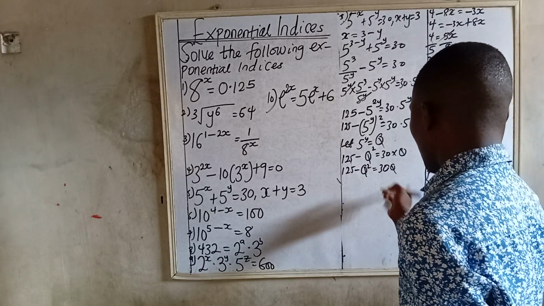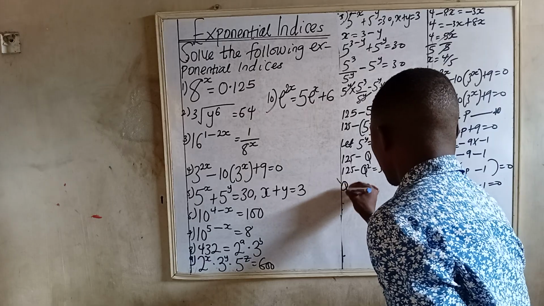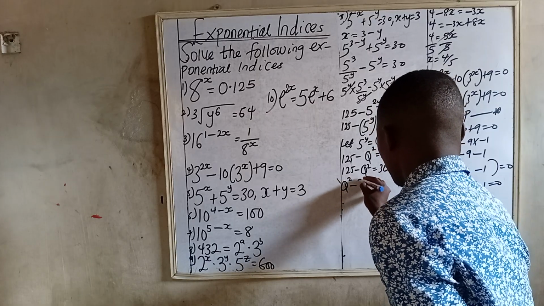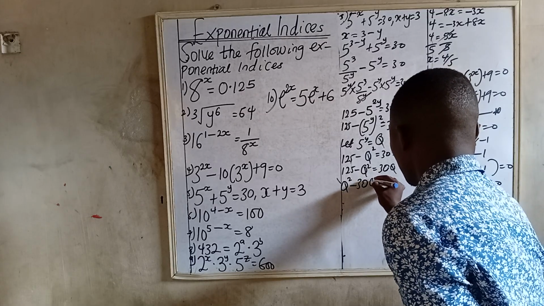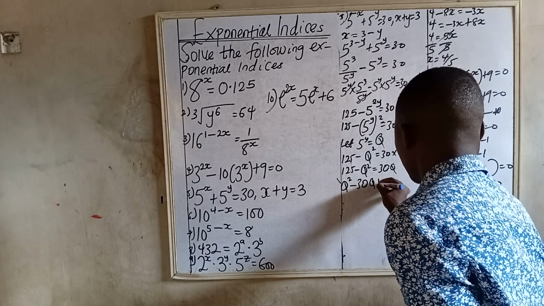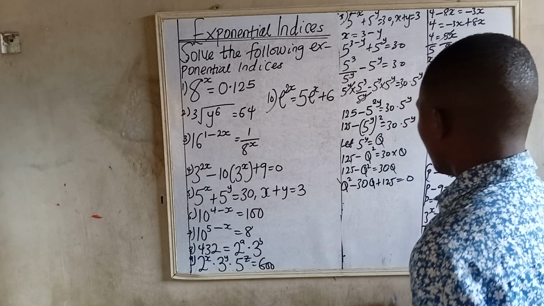Now, if you observe, it's leading to something. So let's bring all these values to here. So we have, let's arrange it well. q raised to the power 2, we have minus 30, what is invisible, plus 30q here. So it's there already, plus 125. Everything equals to 0. So let's solve.